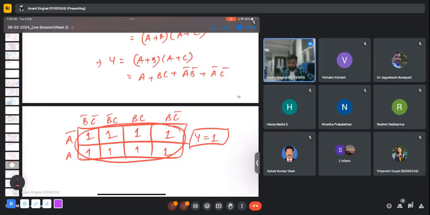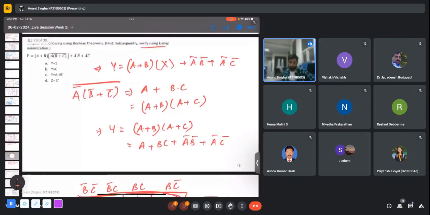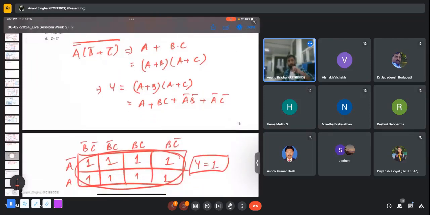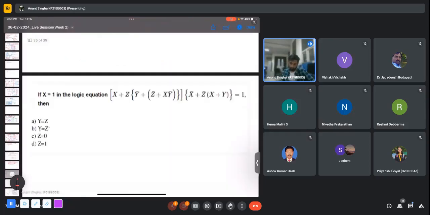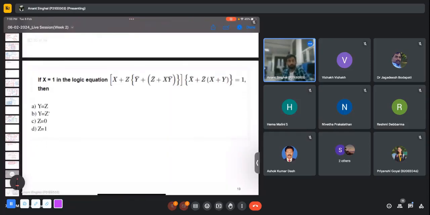Is it fine? This was simple, I guess. Is there any doubt in this? How I filled the K-map and all? Any doubts here? No. Okay. Similarly, let's try to do this. Maybe you can take 1 or 2 minutes.